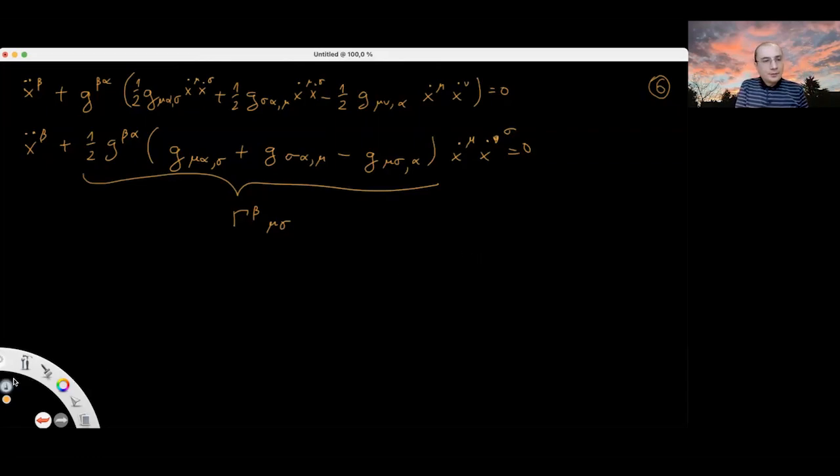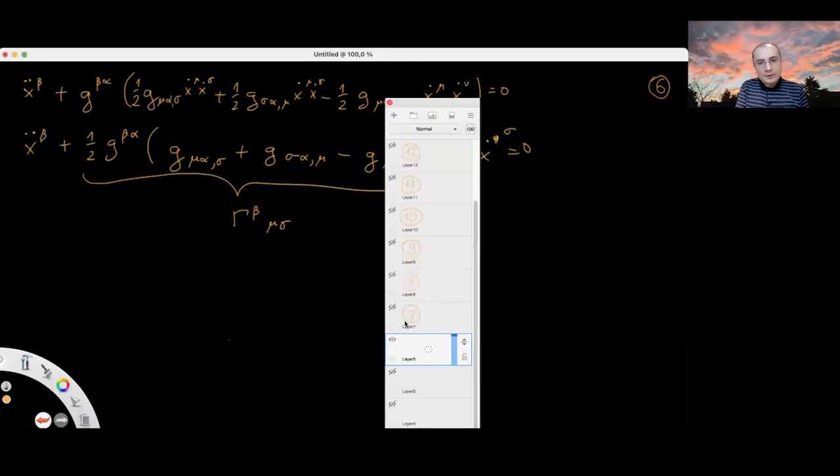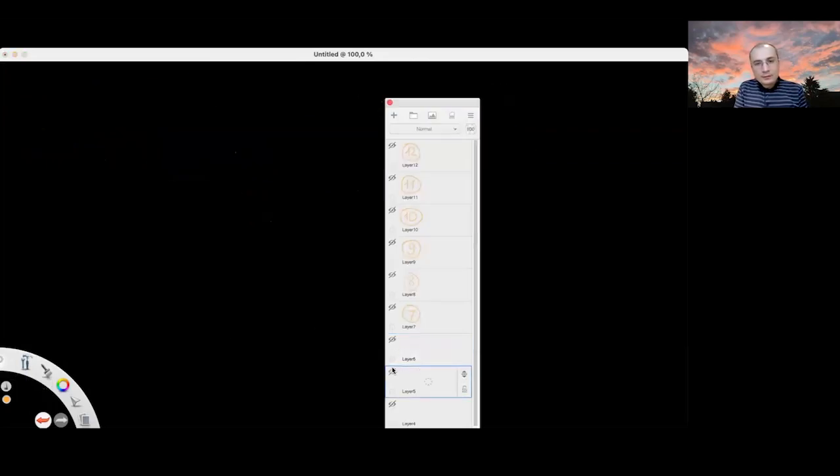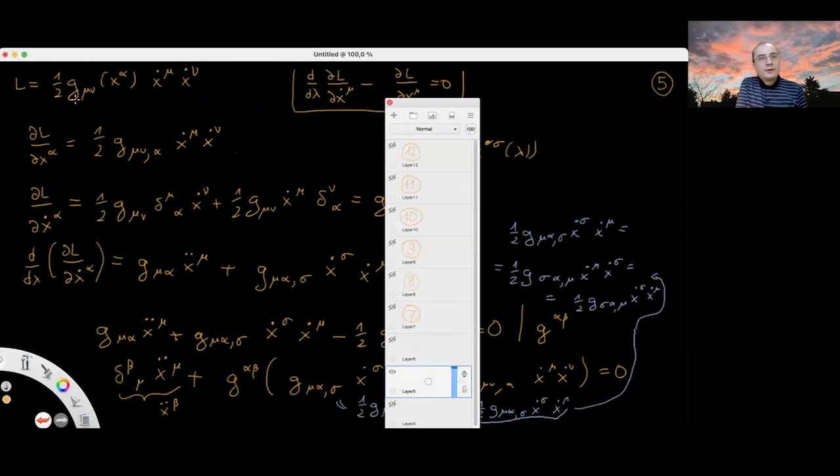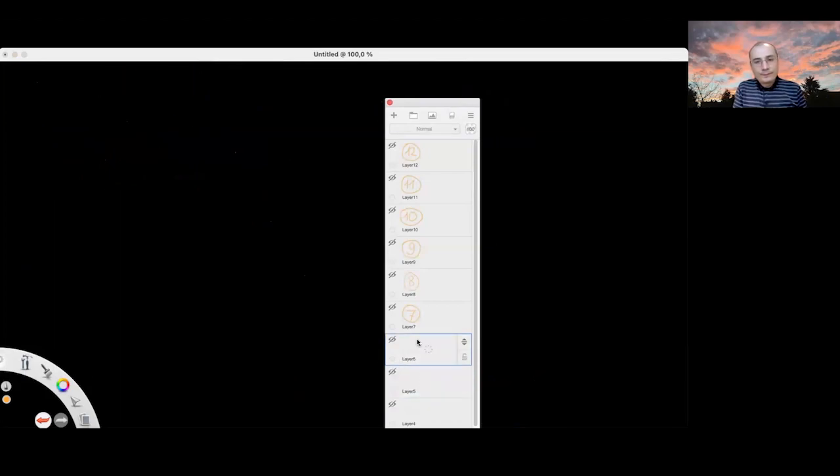We have proved that the variational principle with the Lagrangian written over here indeed leads to the geodesic equation for the x mu. Any questions?